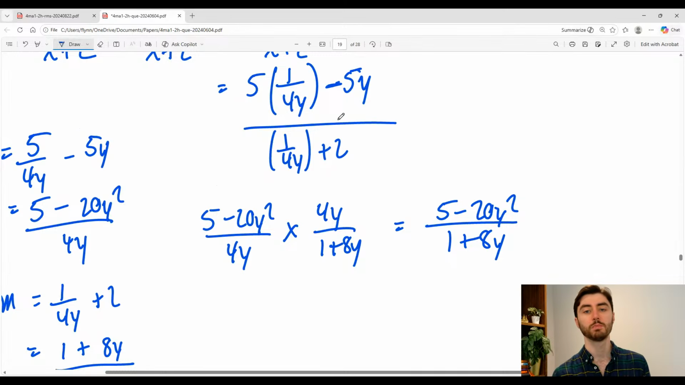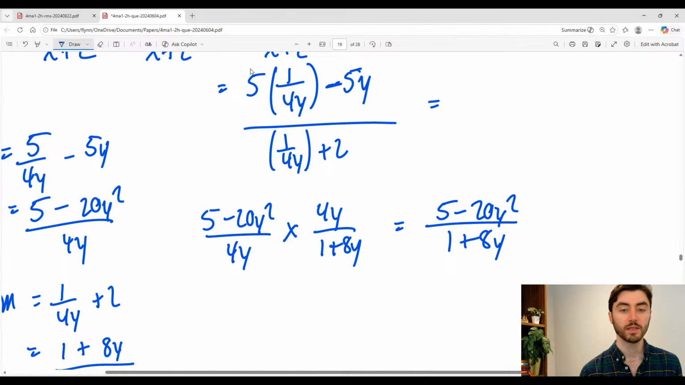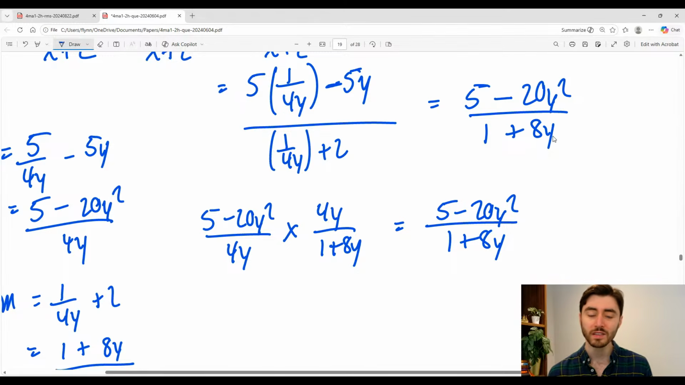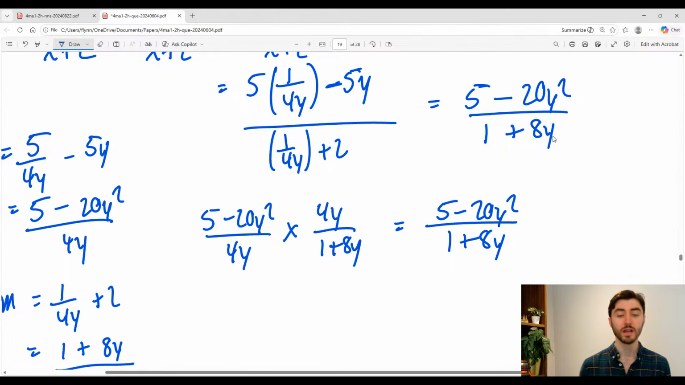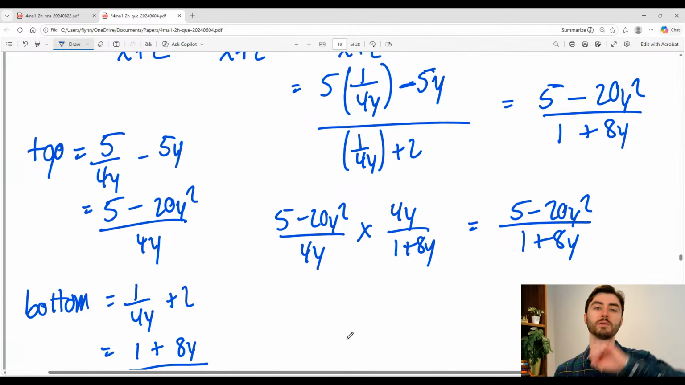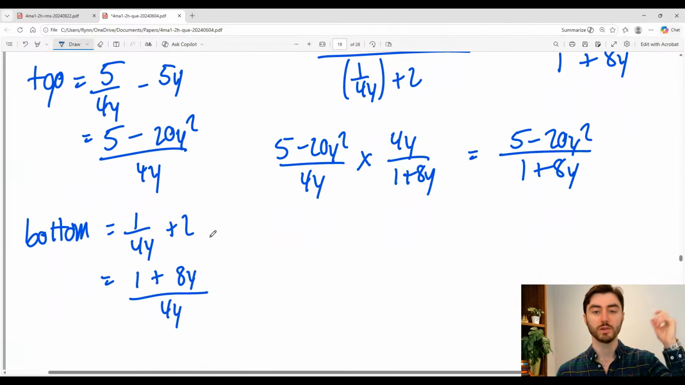Now, in case you were curious about the other method, what I could have done from that point is multiply top and bottom by 4y. If I multiply the top by 4y, I get 5, and then this turns into the minus 20y squared, and you can just get there directly. Multiply this term by 4y, I get 1. Multiply that by 4y, I get 8y. So that is faster if you're comfortable. But if you can't spot that, if you're not as confident with the algebra, you are allowed to split it out, do whatever work you need to do, and bring them back together again.